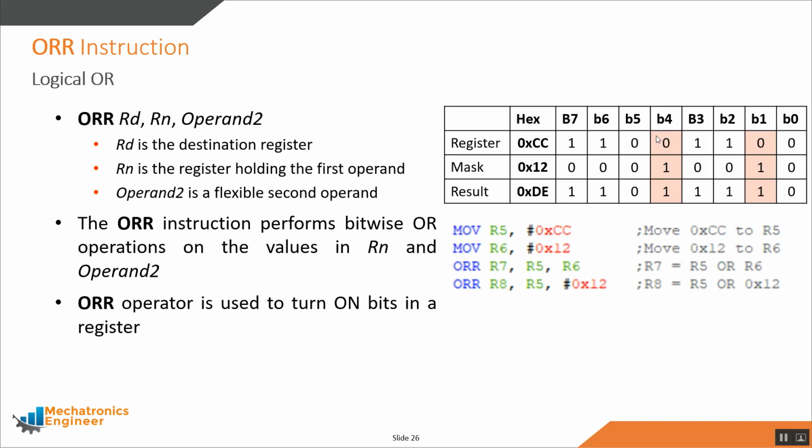In this example, we want to turn on bit 4 and bit 1 of the register. So we need to make a mask such that all the remaining bits are 0 and those bits will be 1 that we need to turn on. Now if we take the logical OR of these two values, we will get this result, and you can observe in the result that the corresponding bits are turned on and all the remaining bits of the register are the same. Let's observe it on the actual microcontroller registers.